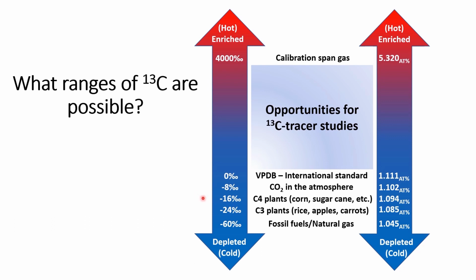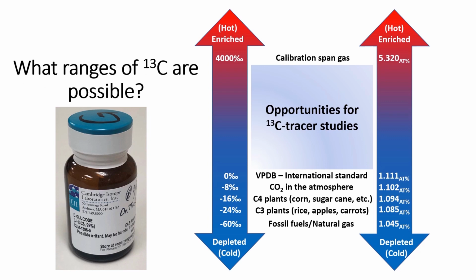Your average mouse, if it's consuming a corn-based diet, corn is a C4 plant, might have a value of -16 per mil. If you take that same mouse and raise it on a rice-based diet, it might have a value of -24 per mil. Fossil fuels tend to be very depleted in carbon-13 with values of -60 per mil or less.